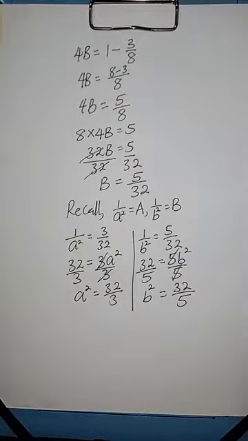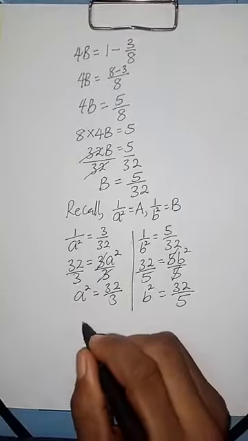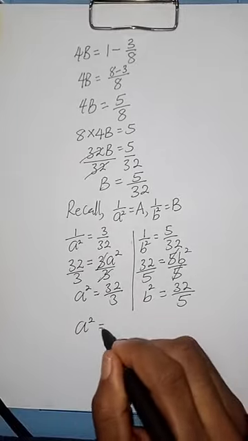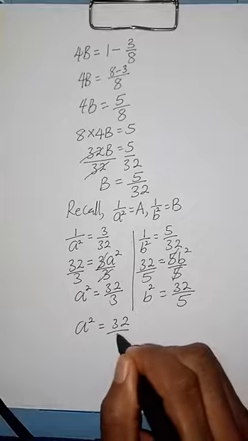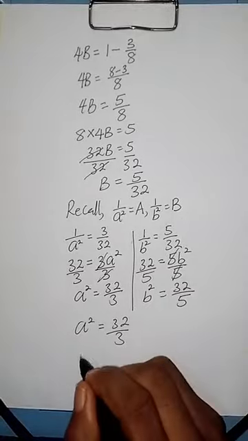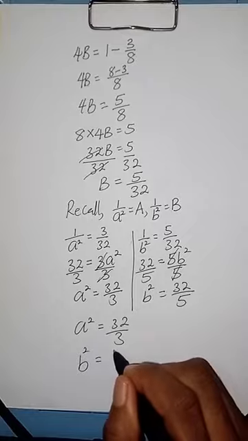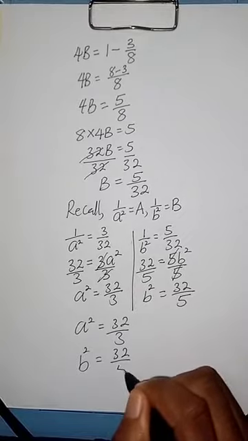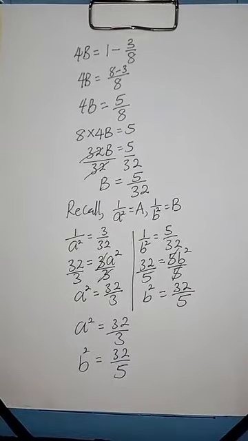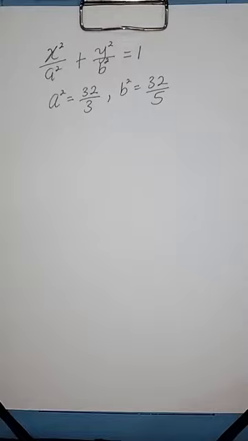So what we're actually looking for is the value of a square, and that's 32 divide 3, and the value of b square, which is 32 divide 5. Now, having gotten the value of a square and b square, let's assume we want to have the equation of an ellipse, which is x squared divided a square plus y squared divided b square equals to 1.